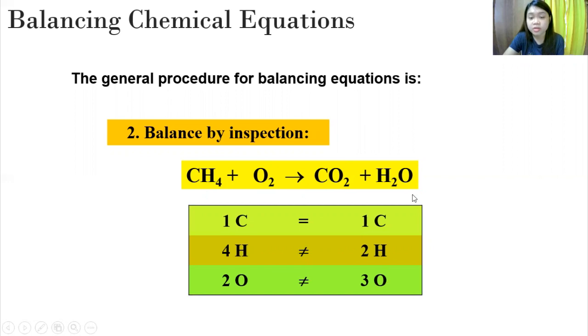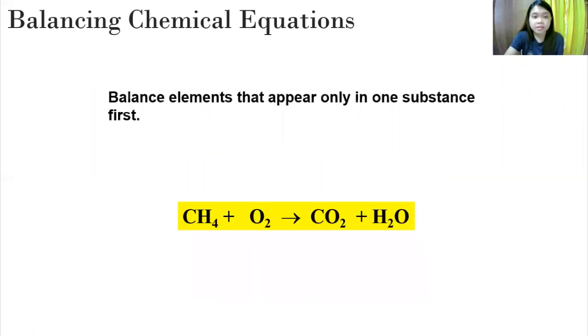And then for water, we also have 1, so that makes them 3 oxygen. This is also not balanced since 2 oxygen is not equal to 3 oxygen. So how do we balance this? The third thing that we need to do is to balance elements that appear only in one substance first.